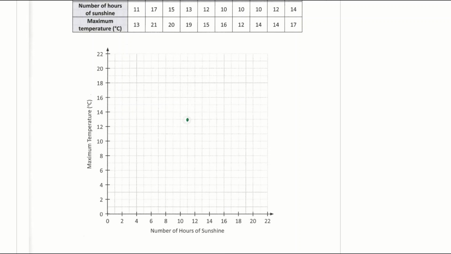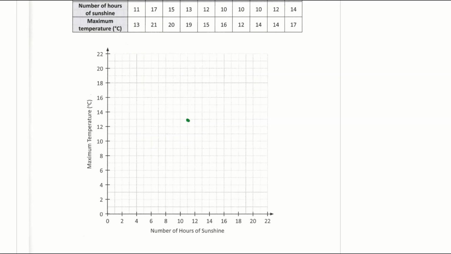So it's bringing me about there, 11 and 13. What I'm going to do now is just plot one or two, and I'm going to pause it and show you what the complete table will look like. So let's do one more together.